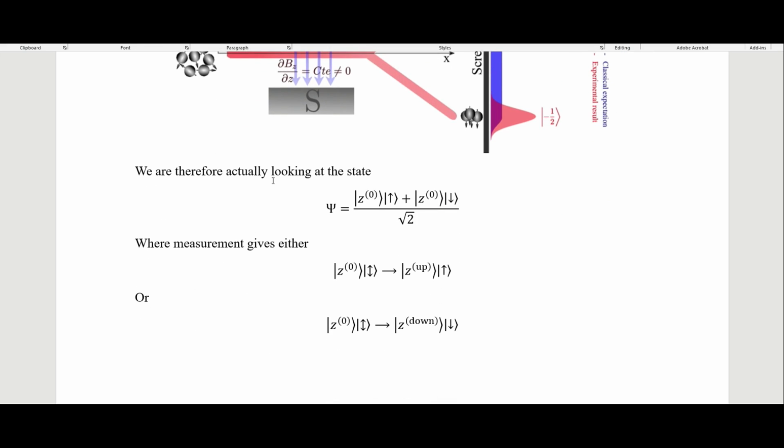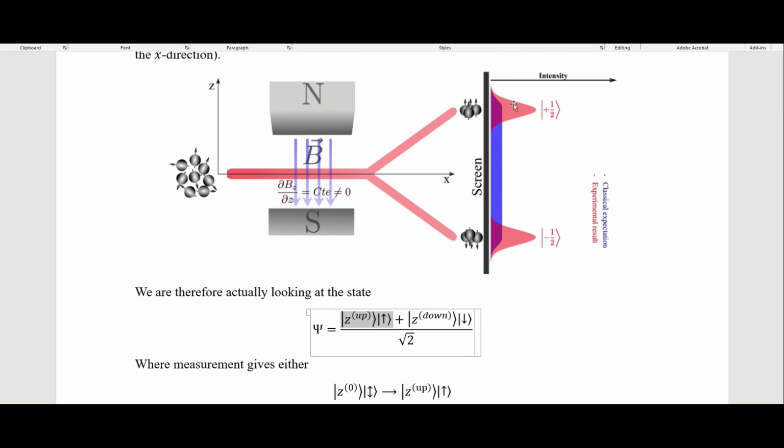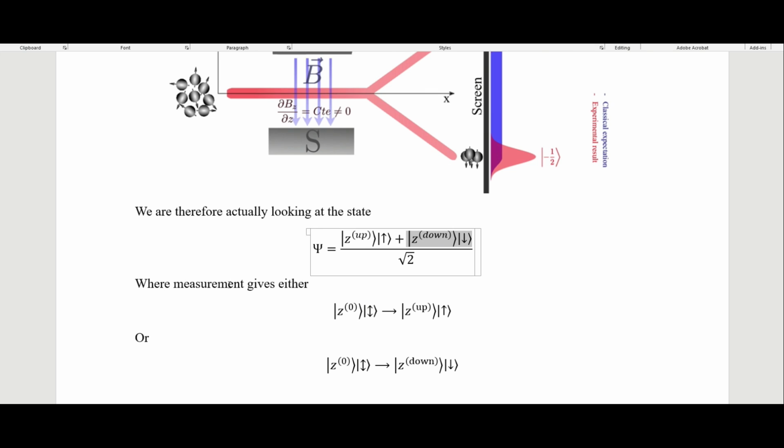So we are actually looking at this state. We have the Z position here in the up and Z in the down. And in fact, I should call this up and call this down right here. So this is actually the state of our particle. It's in a superposition of being in the up position up here because it's spin up, or the lower position down here because it is spin down.